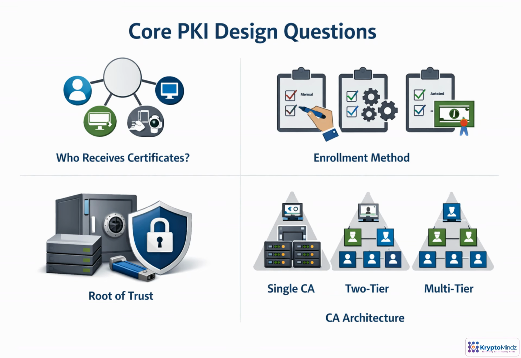Designing PKI starts with 4 decisions. First, define your audience. Are you issuing only to domain computers and web servers, or also to VPN users, mobile devices, and appliances? That drives scale and policy. Second, decide how enrollment works. Manual requests, automatic domain enrollment, or template-based issuance. Third, plan how you'll protect the root. Offline operation, hardware modules, and strict procedures. Finally, choose your CA architecture based on the isolation, availability, and administrative separation your organization requires.